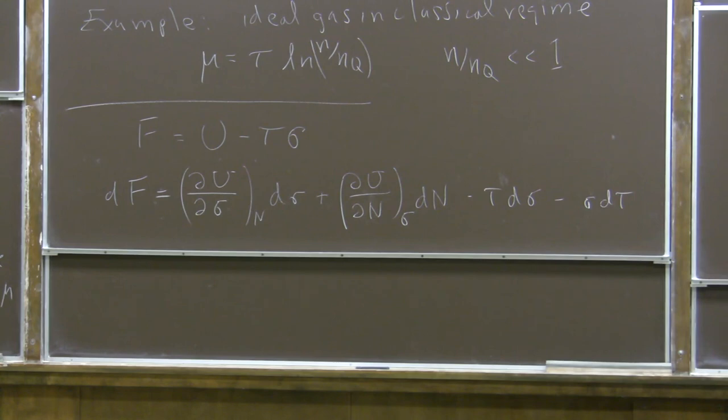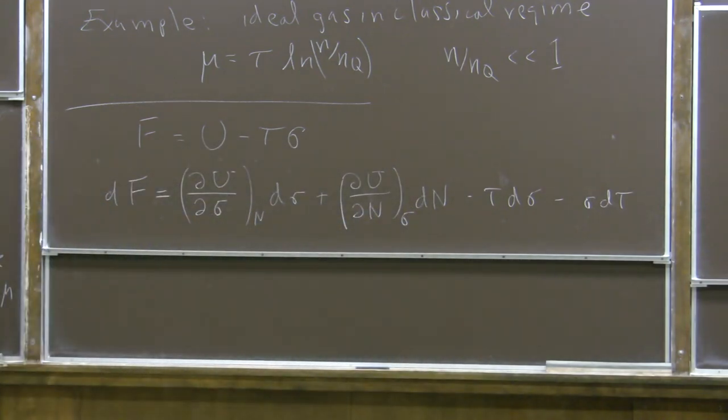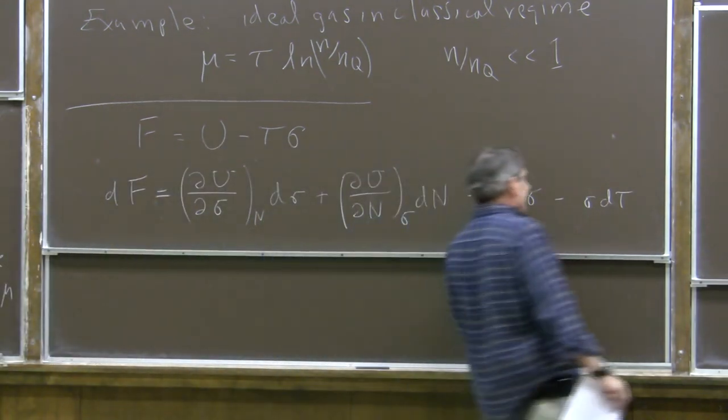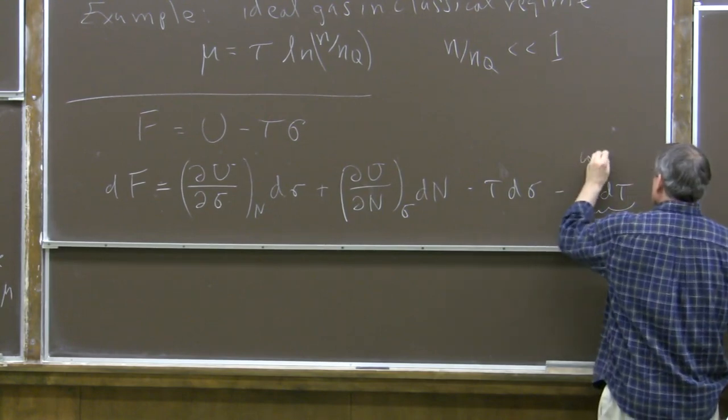But now, if we consider the situation we were just discussing in which the temperature is fixed because the system's in contact with the reservoir, then this is 0 because we have constant temperature.